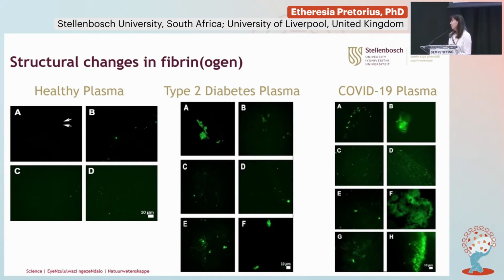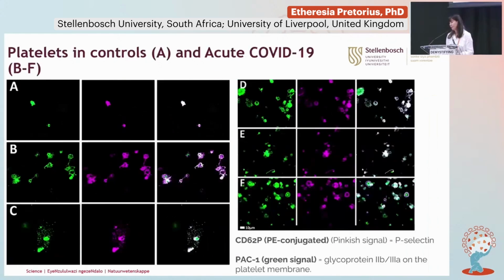To my surprise, in acute COVID, I could not believe what I was seeing in front of my eyes. The amount of these amyloid structures in the platelet-poor plasma were significant. It just lit up like Christmas trees. And from that moment, we knew that there was something that we need to look into further.